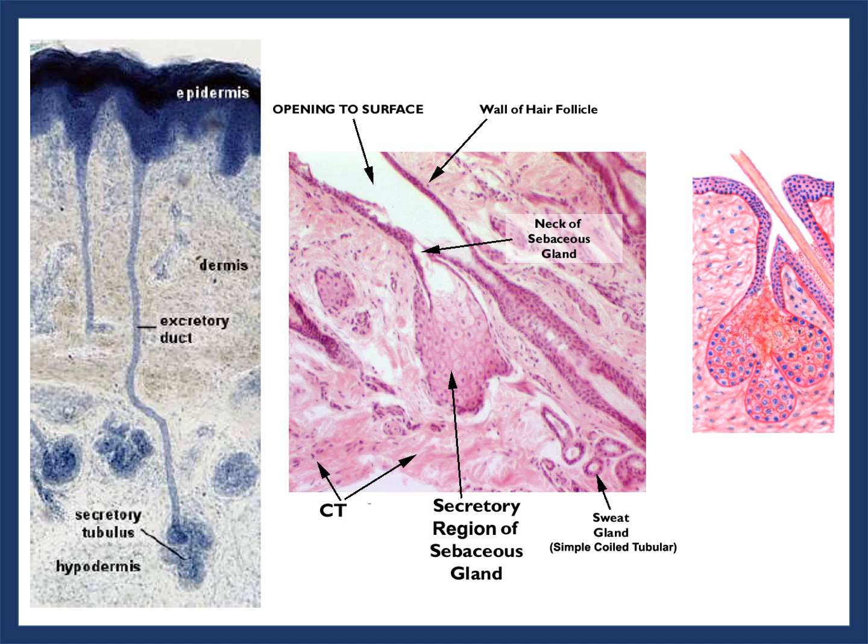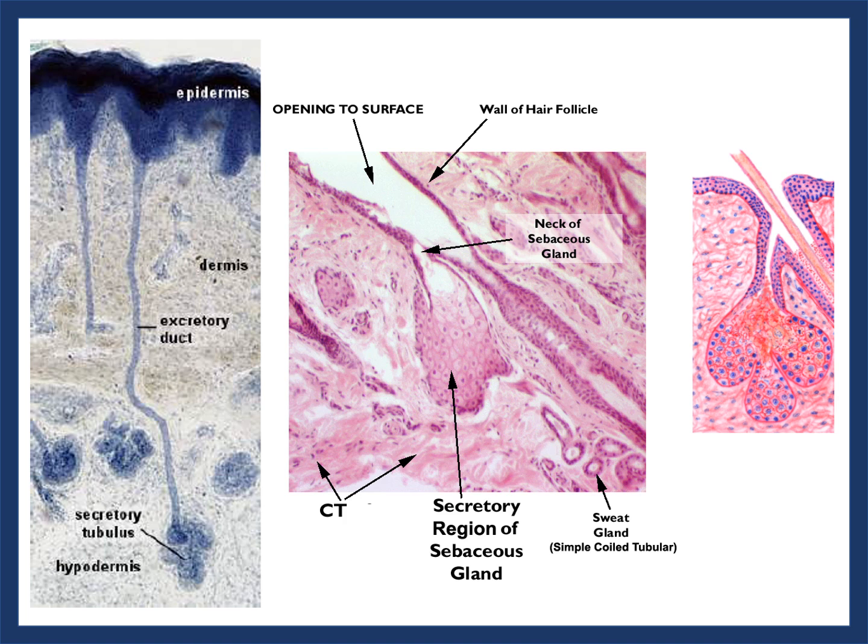These are some histology images of a sebaceous gland. If you look at the picture over to the left, there are layers of the skin. You have the most superficial layer, the epidermis, and you can see the middle layer, the dermis, that has the main excretory duct going through it. And down in the hypodermis, you can see that sebaceous gland.